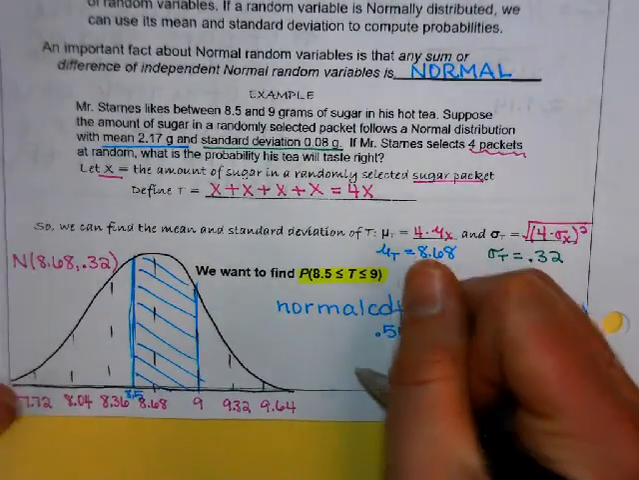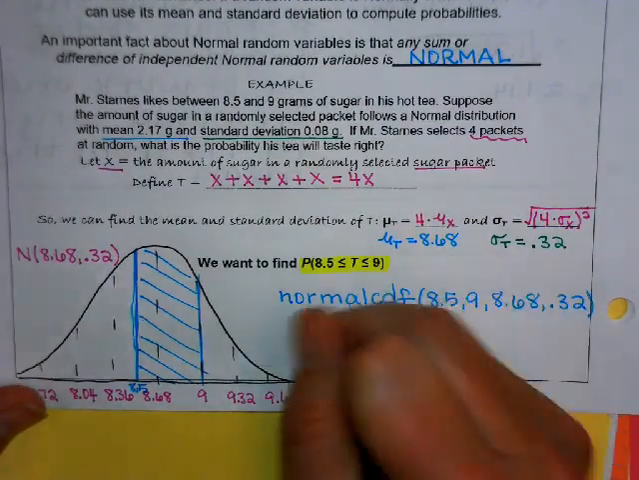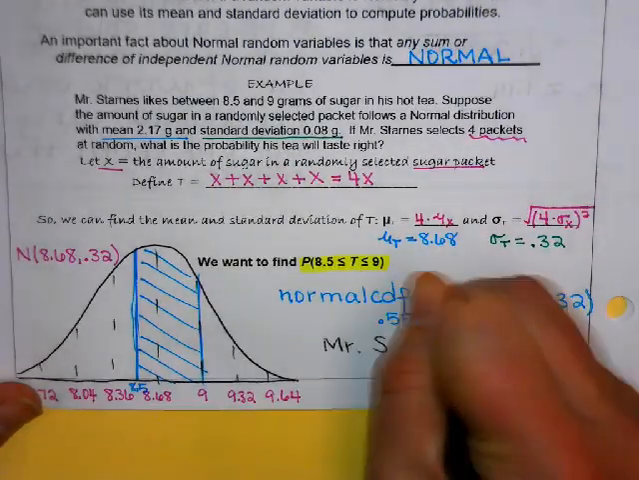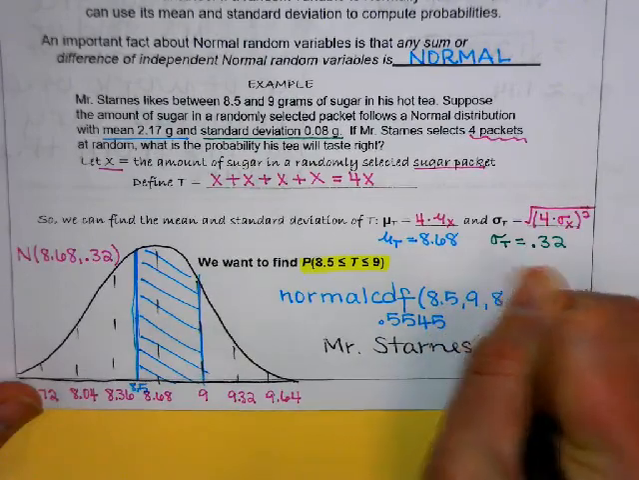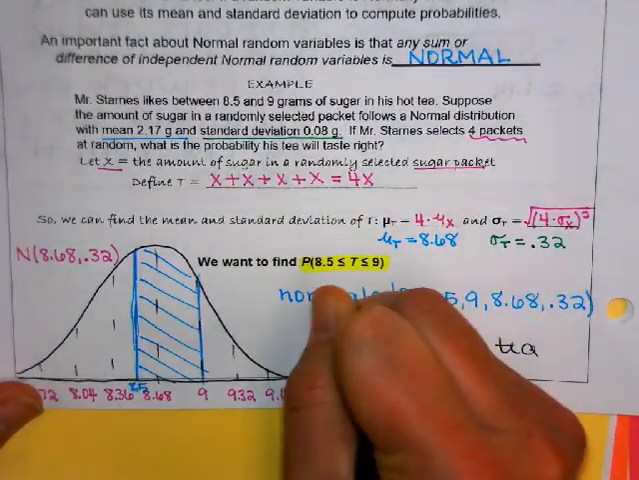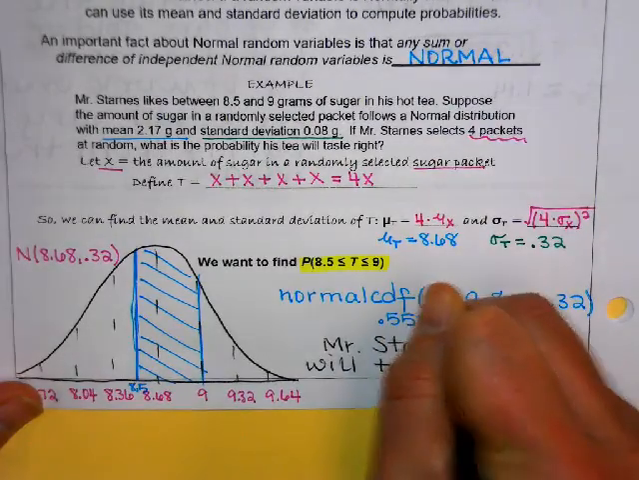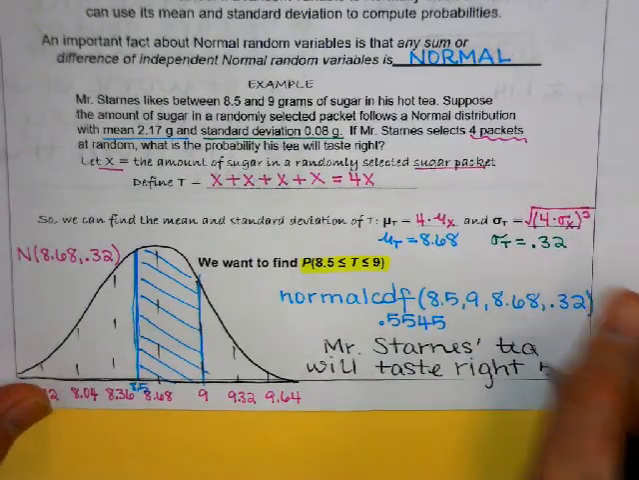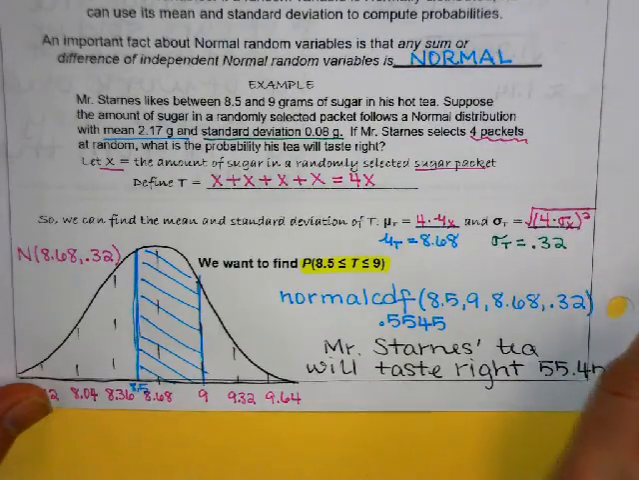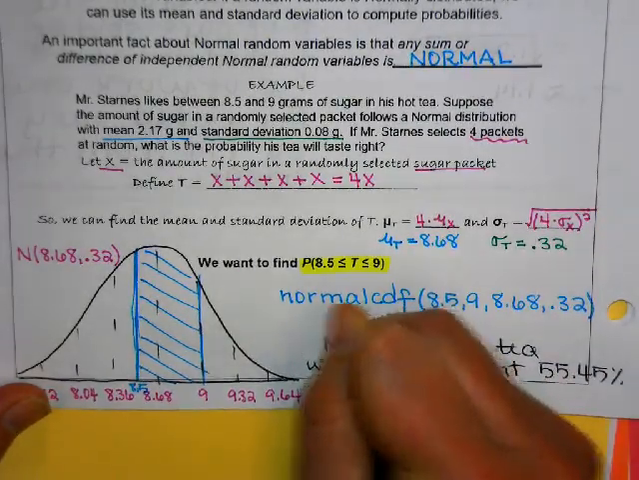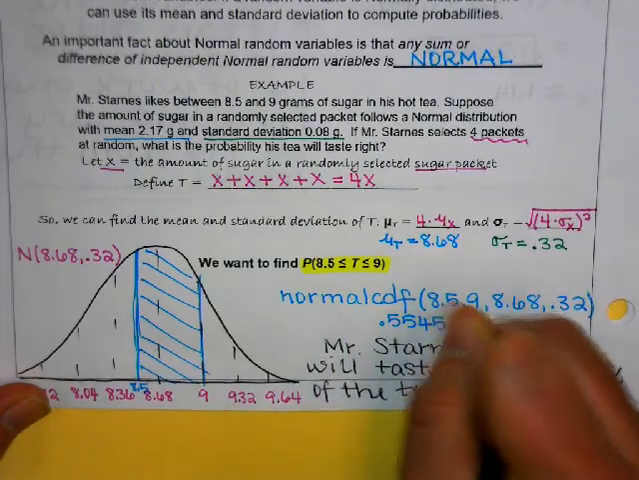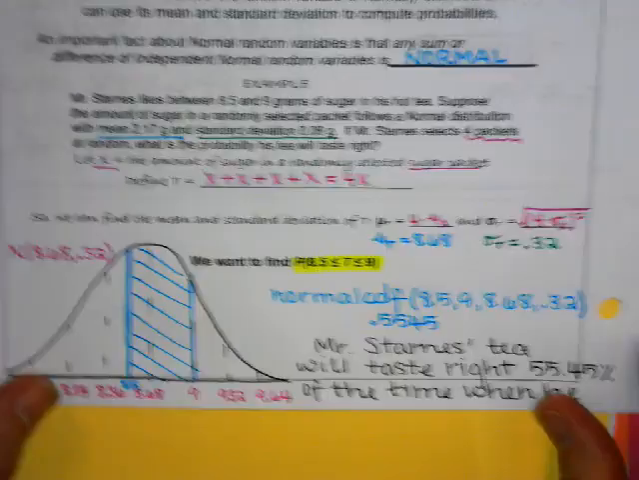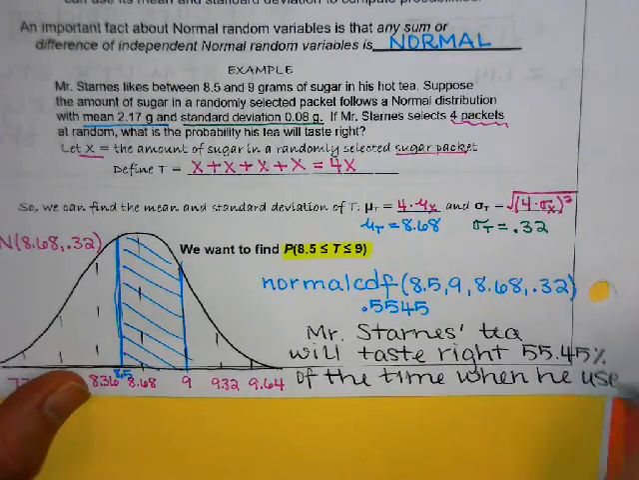Mr. Starnes' tea will taste correct, will taste right, is the word that we used before, 55.45% of the time when he uses 4 packets of sugar. Oh man, ran out of room.